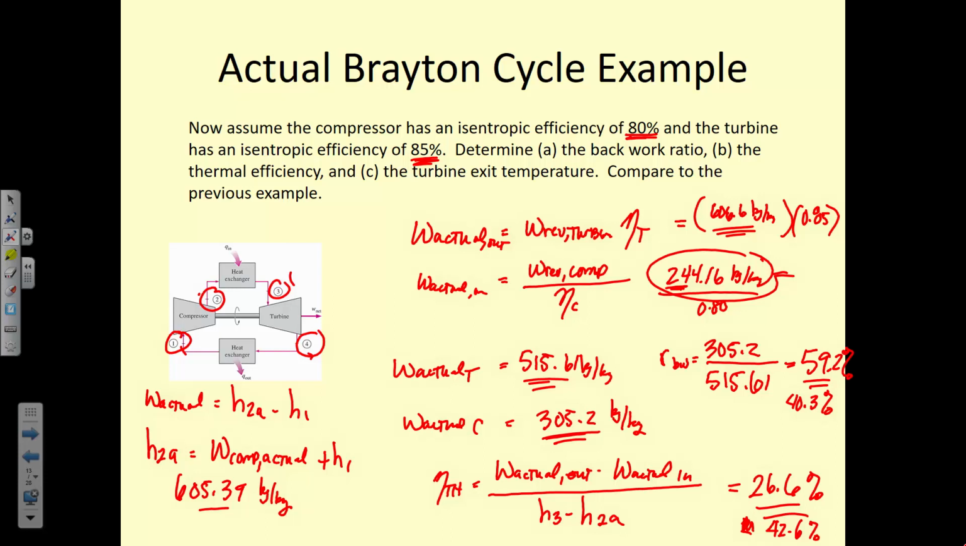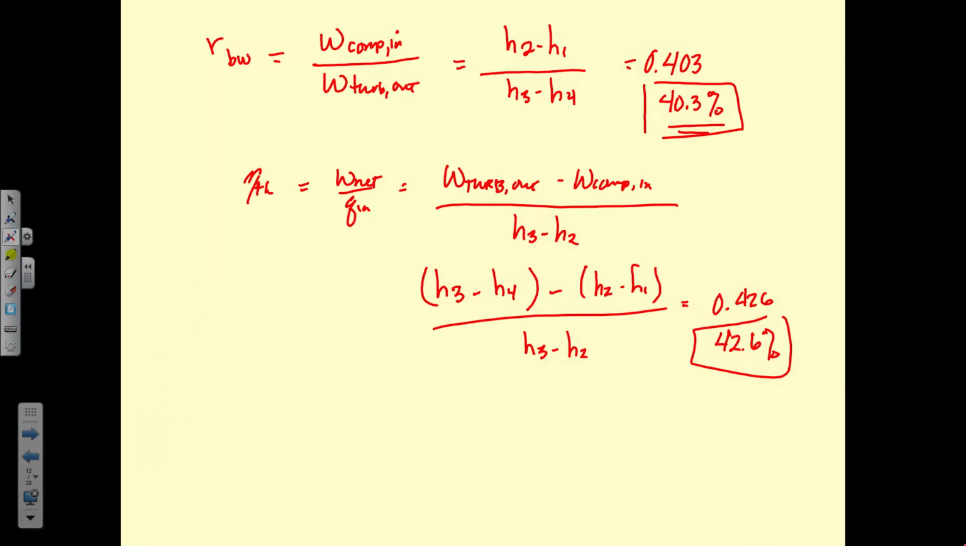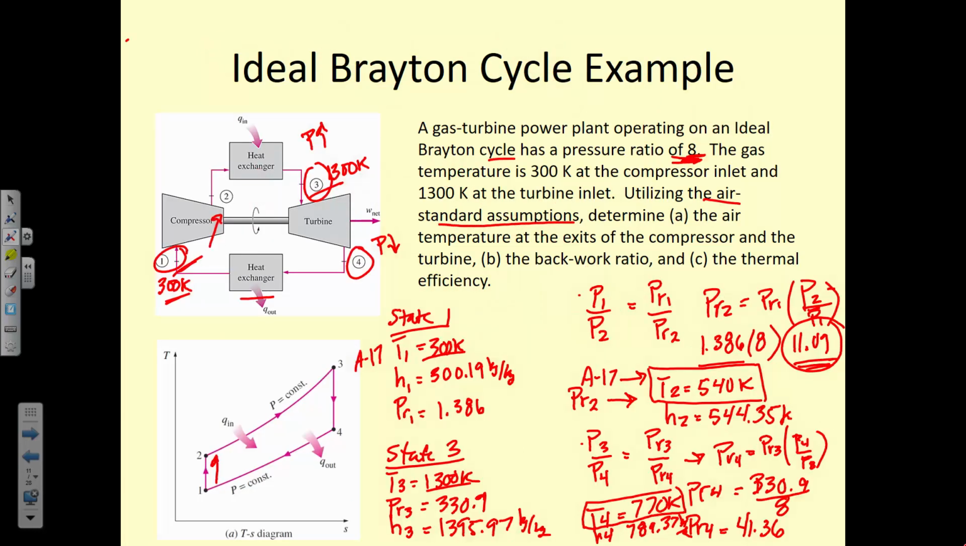Yes? So is this just a different example, or is this just continued? It's continued from the previous problem. So it has the same conditions on it, so the 300 K and the 1300 K are the same temperatures here and here.